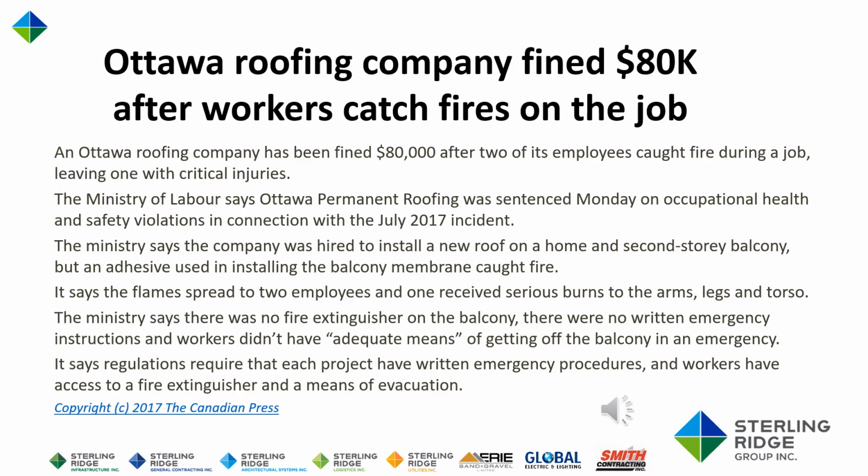The ministry says there was no fire extinguisher on the balcony. There were no written emergency instructions. Workers didn't have adequate means of getting off the balcony in an emergency. It says regulations require that each project have written emergency procedures, and workers have access to a fire extinguisher and a means of evacuation.